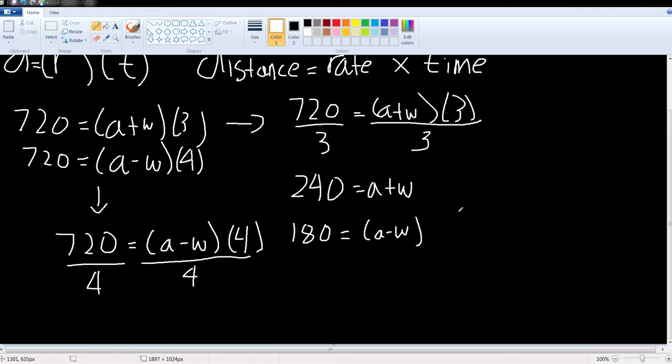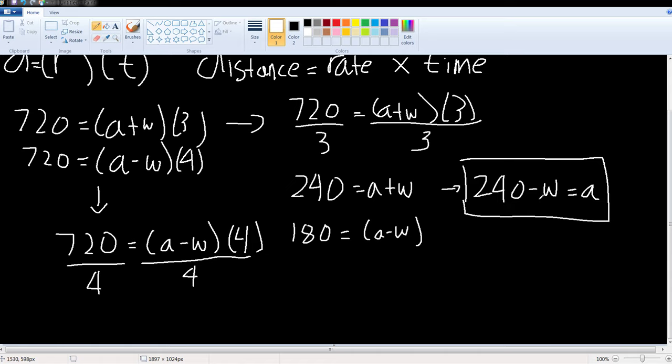So we can solve this using two different methods. We can either do elimination or substitution, and I will definitely do both because they're quite simple. If we do substitution, we could either solve for A or W. I'll solve for A, so I should get from the first equation 240 minus W is equal to A, right?